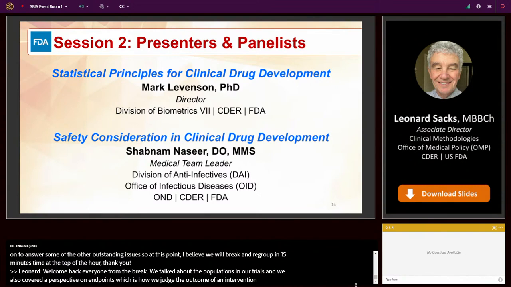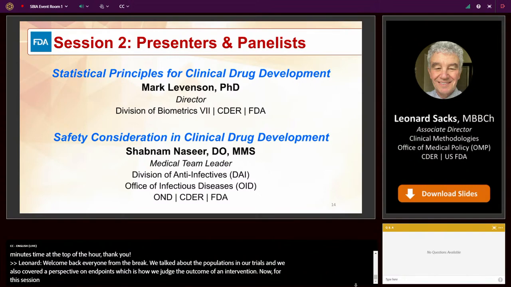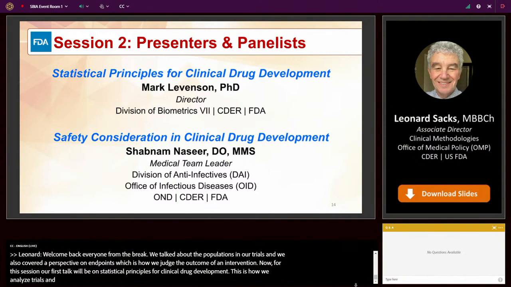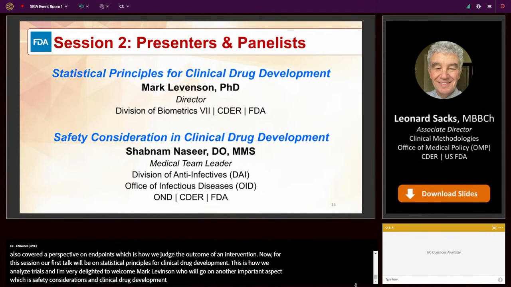Now, for this session, our first talk will be on statistical principles for clinical drug development. This is really how we analyze trials, and I'm very delighted to welcome Mark Levenson, my colleague here, to give that talk. And that will be followed by a talk on another important aspect of trials that we haven't touched on yet, which is safety considerations in clinical drug development. And Shabnam Naseer will be giving that talk.